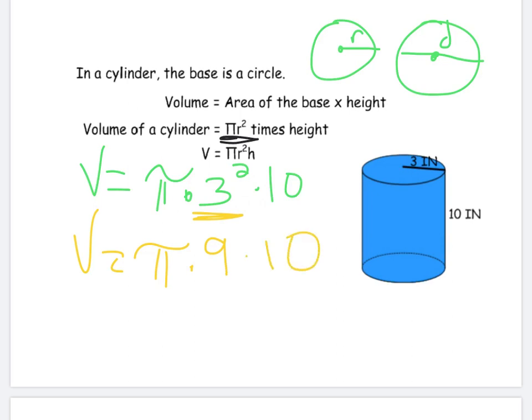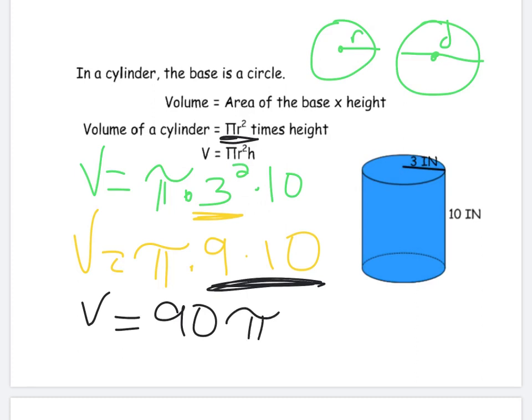Now I want to do my multiplication, but I want to multiply the numbers that are easy for me to multiply together. So 9 times 10 is 90, and then I still have my pi. For most of what we're going to do, we're going to leave the volume in terms of pi, meaning we're just going to leave it as 90 pi.